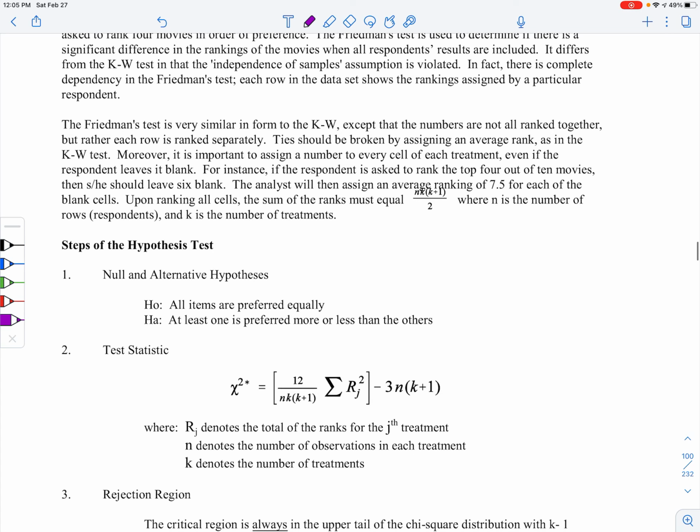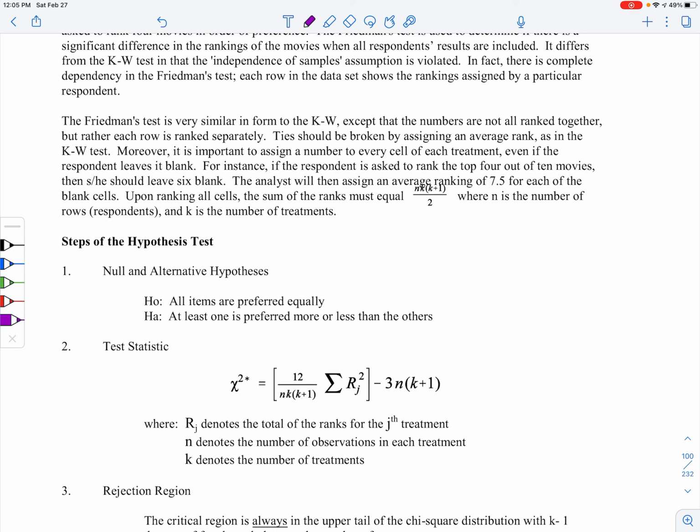So the second paragraph down here says that the Friedman's test is similar to the KW, except that the numbers are not all ranked together. We actually rank each row separately. And that's because if you take a look at the way this would be set up on a spreadsheet, remember on a spreadsheet for the data set, you've got every row represents a respondent. And then what you'll have is a column for each of the different possible categories that you're ranking.